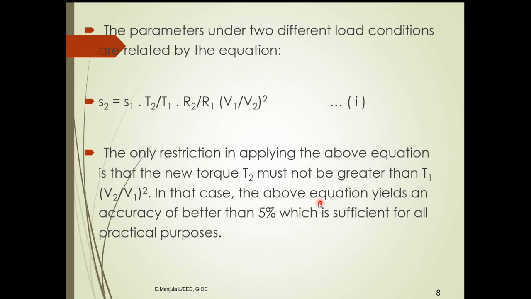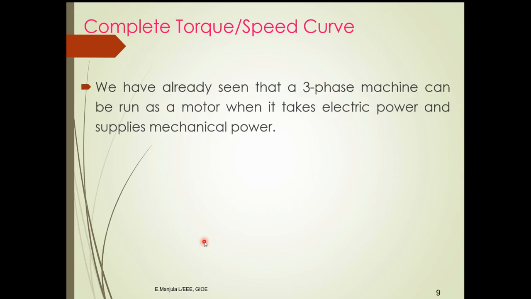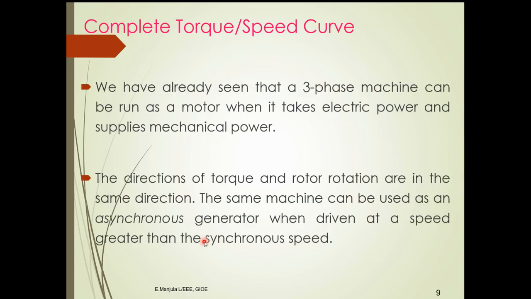In that case, the above equation yields an accuracy of better than 5%, which is sufficient for all practical purposes. So, the complete torque and speed curve.